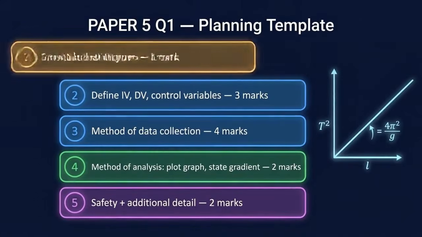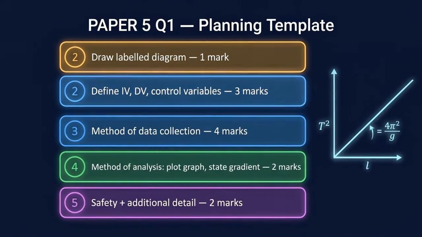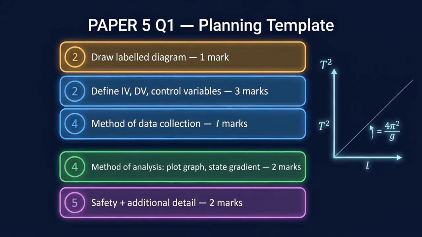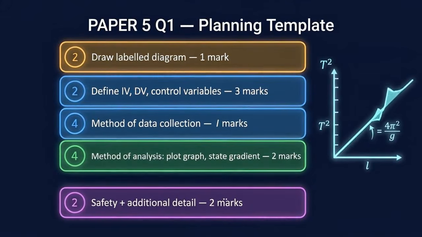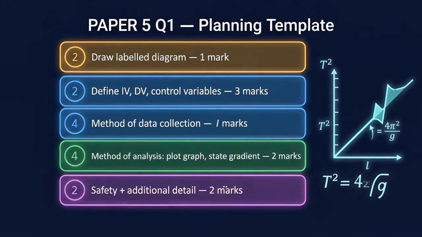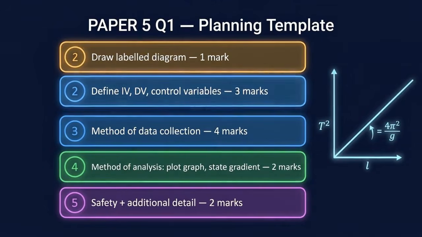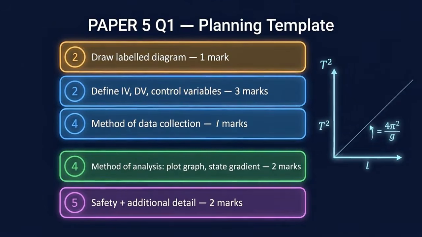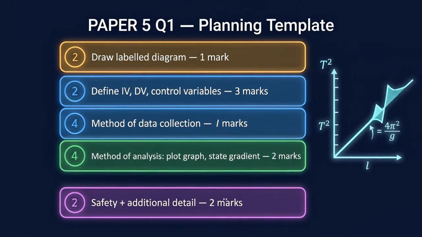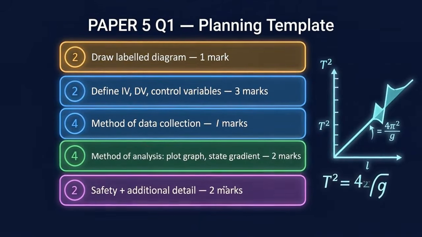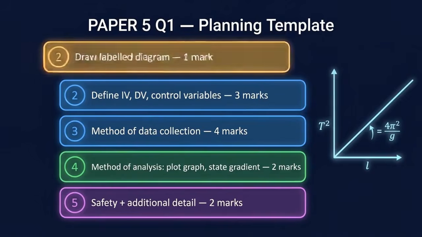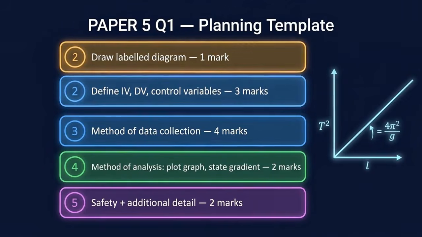Paper 5. Question 1 is a planning question, worth 15 marks. The structure is identical every year. Learn this template and you can apply it to any experiment. Step 1. Draw a labeled diagram of your apparatus. 1 mark. Step 2. Define the problem. State your independent variable, dependent variable, and at least 2 control variables.